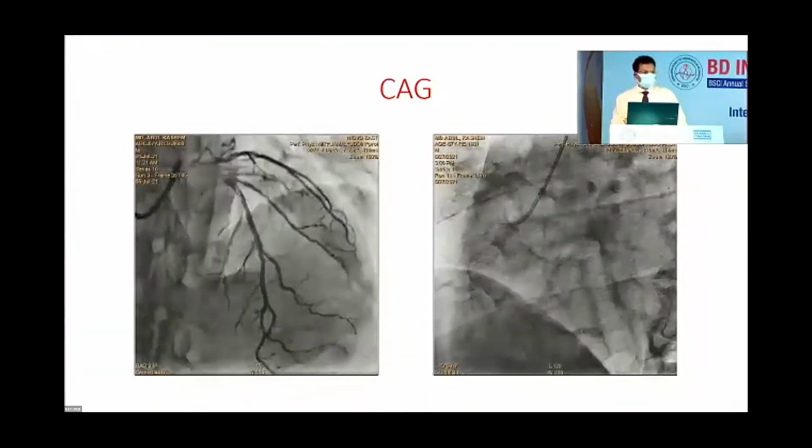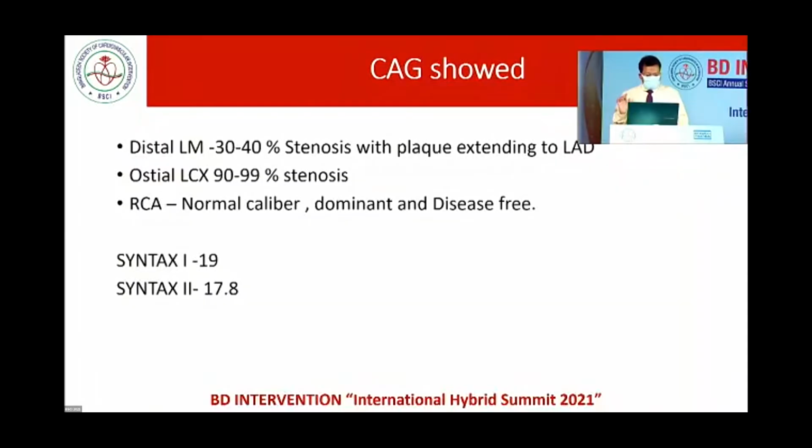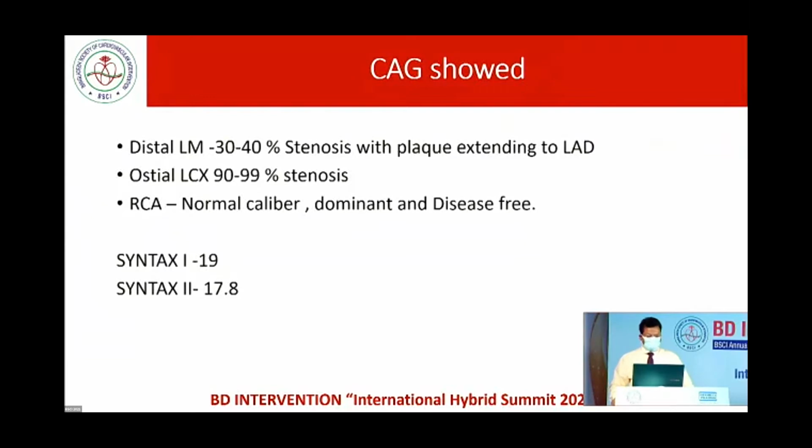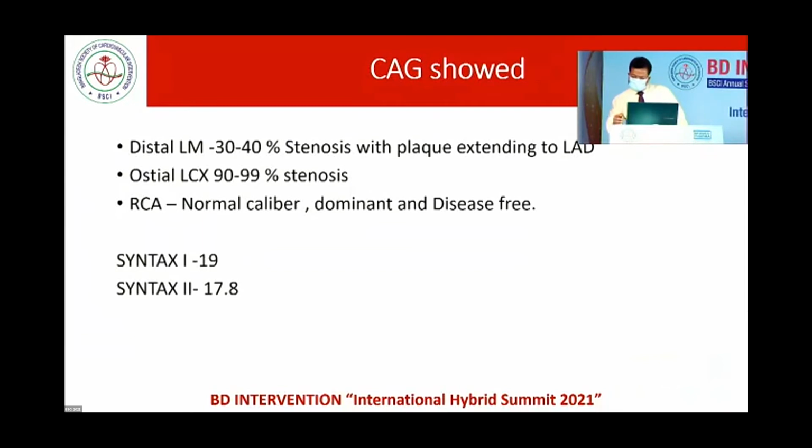Okay, Dr. Ashok. Yes, sir. Okay. Then our angiographic diagnosis: distal left main maybe 30 to 40%, apparently with plaque extending to the LAD most likely. Ostial left circumflex 90 to 99% stenosis, RCA normal. And SYNTAX score is 17, 18.